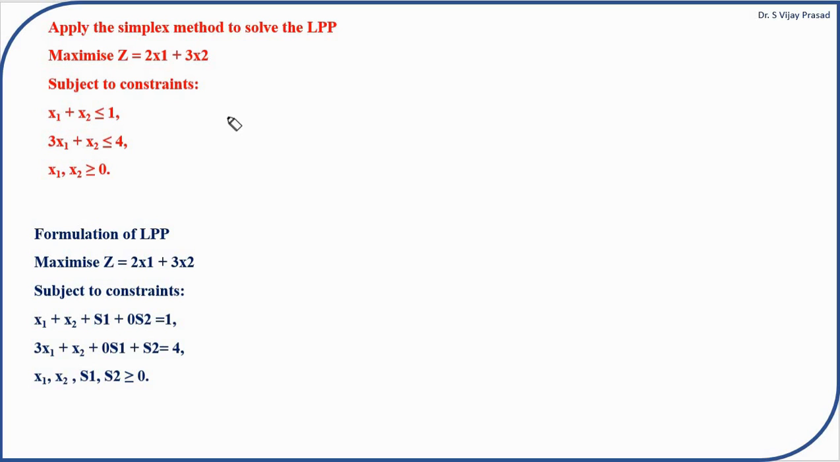Let us do the constraints. First, we concentrate on the constraints. Let us do the formulation now. See, x1 plus x2 plus s1 is equal to 1. Now again, 3x1 plus x2 plus s2 is equal to 4. I use the s1 slack variable for equation number 1 and the s2 slack variable for equation number 2. Just I am going to add it. This is 0 s2. Here also 0 s1, like this.